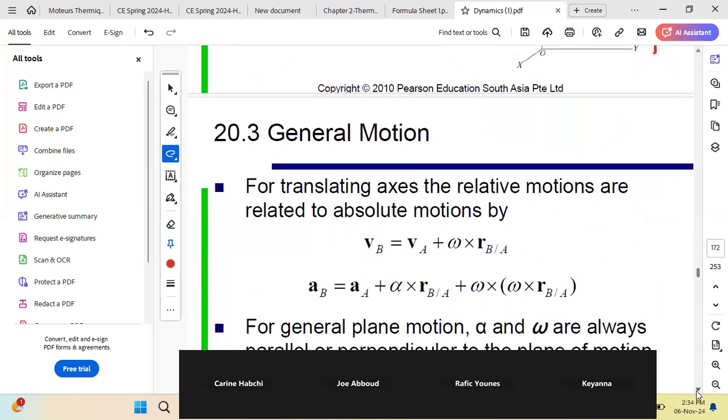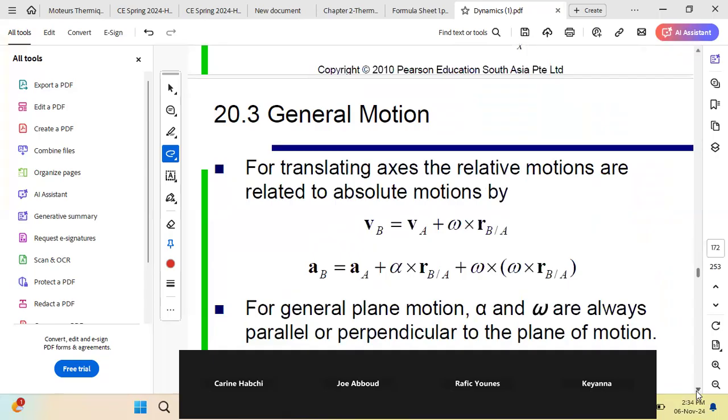So we can say that if I consider a translating axis, the relative motion will be as follows: VB equals VA plus omega vectorial AB, and AB equals AA plus alpha vectorial AB plus omega vectorial (omega vectorial RB relative to A). Okay? And for general plane motion, alpha and omega will always be parallel or perpendicular to the plane of motion.